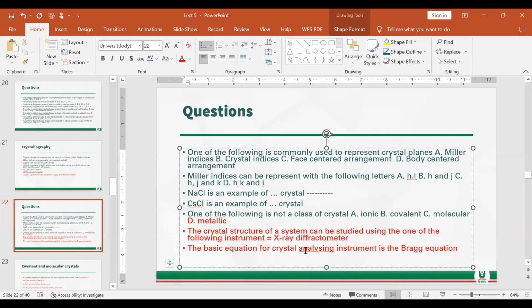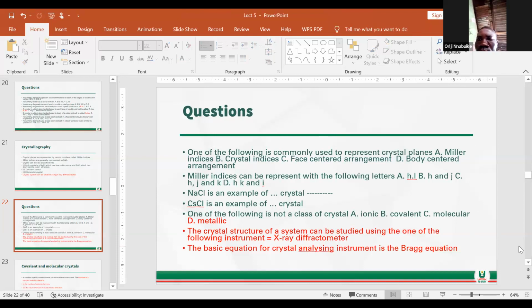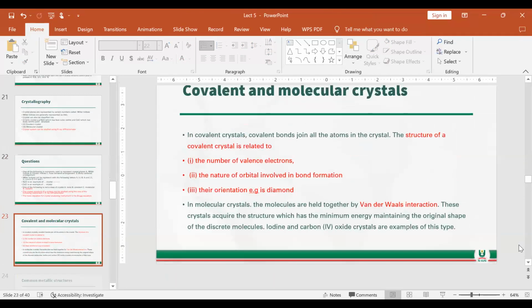A crystal structure of a system can be studied using one of the following. We say X-ray diffractometry is actually used. The basic equation for crystal analyzing instrument is the Bragg equation. So the Bragg equation is used for analyzing the plane of crystal.